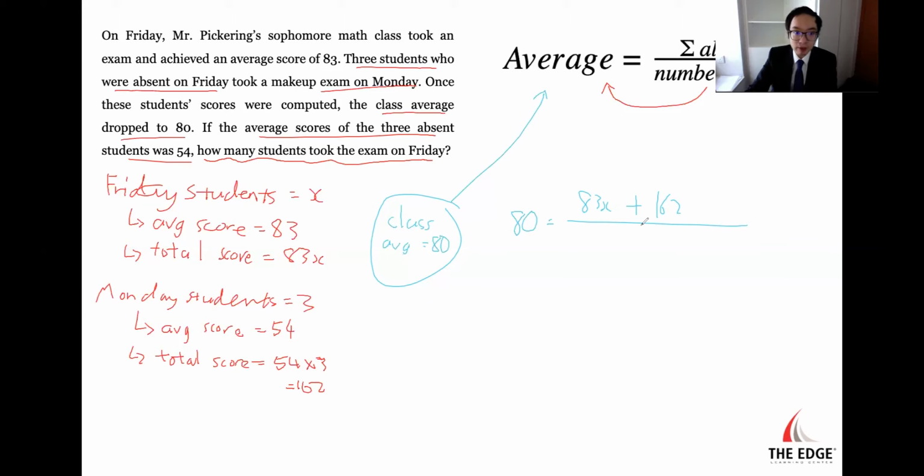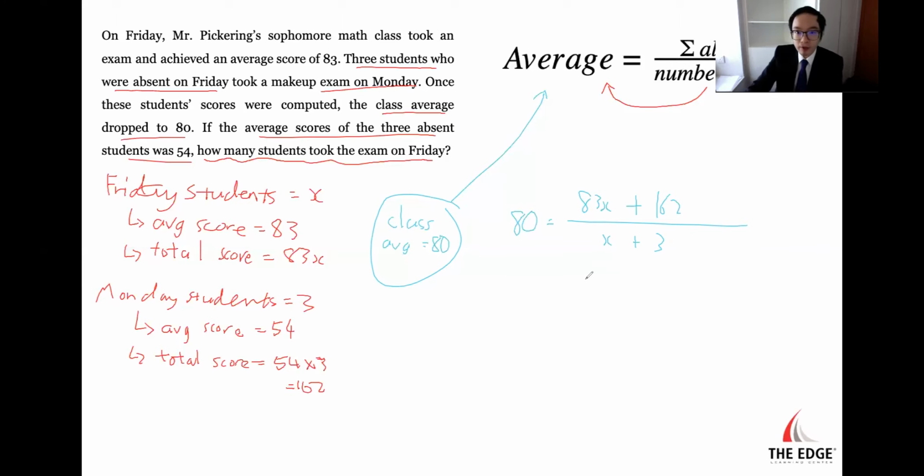You see what I've done there? I've just added the Friday students' total score and the Monday students' total score. That gave me the total score of the whole class. We can do the same thing for the number of students. We have the number of students from Friday, x, and the number of students from Monday, 3. If we add them together, we have all the students for this class.